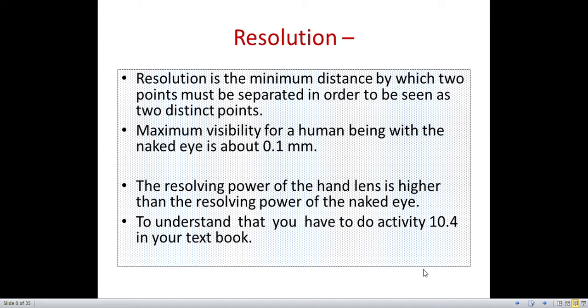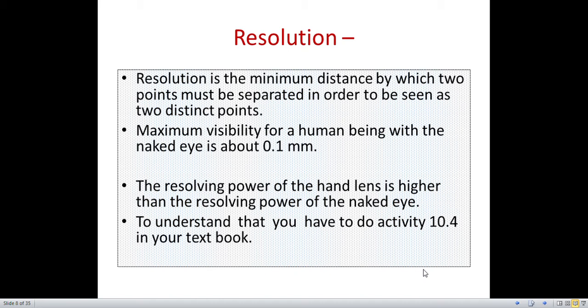There is another activity given. For that activity, you need a colorful picture from a paper and a hand lens. Observe a picture from the paper with a hand lens. You have to present your observations to the class when you go to school. That is activity 10.4 given in your textbook.